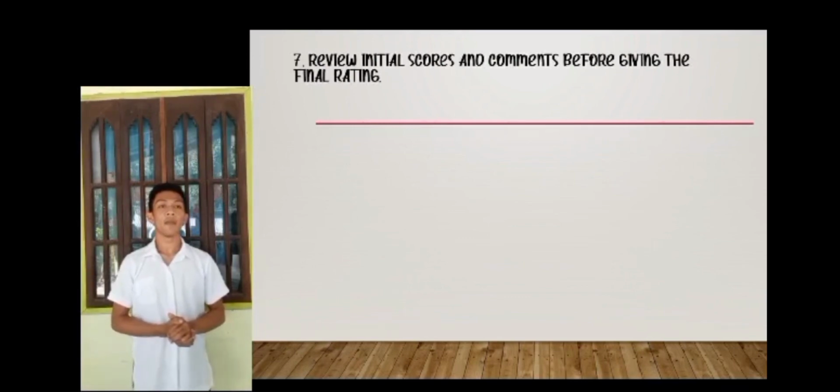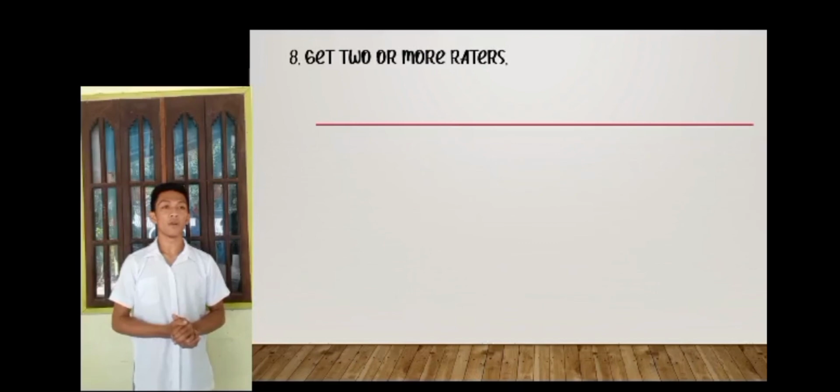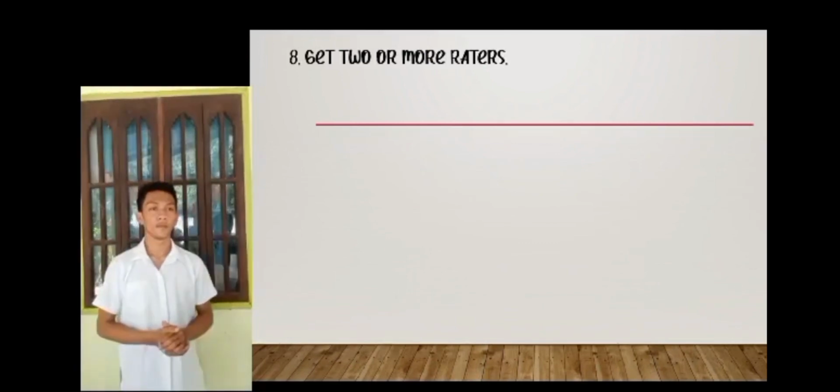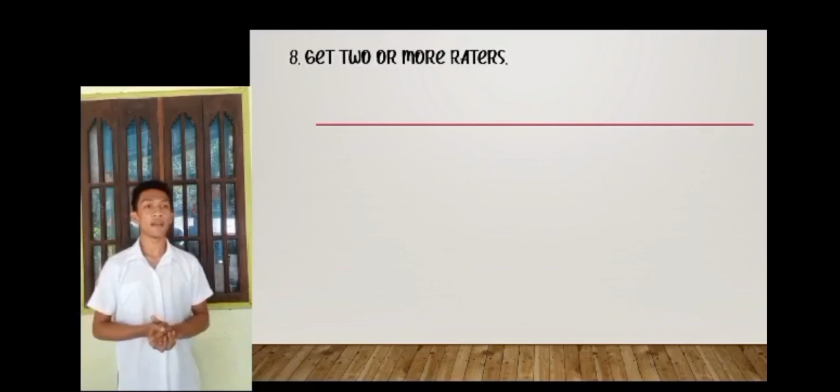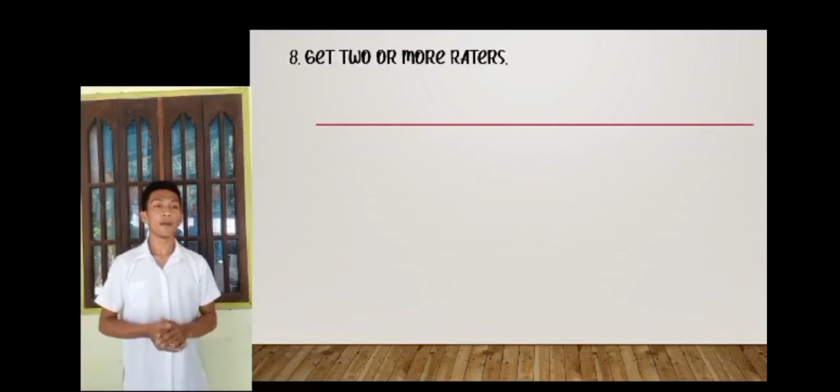So, next is number 8, get 2 or more raters. So dito sa pag-rate mo ng kanilang mga gawa, kailangan mong kumuha ng 2 tao o yung magre-rate sa kanilang mga gawa para hindi ka nila masabihan na bias, kasi pag meron kang mga tao na magre-rate sa kanila, maiisip nila na hindi bias yung guro.